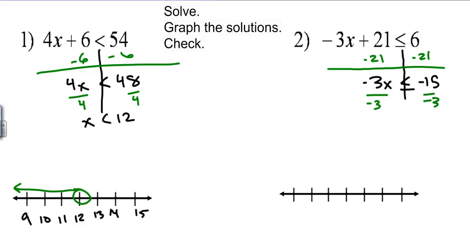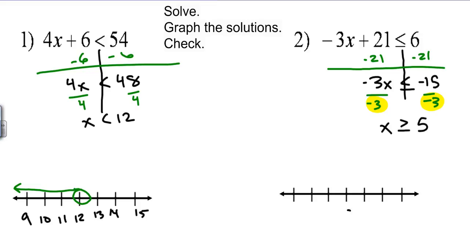None of this is new, this should be all review. But here I divided both sides by a negative 3. When you divide both sides by a negative number, that's the key, we have to switch the sign. So I get x, switch it from a less than or equal to a greater than or equal to 5. That means all my solutions are bigger than or equal to 5.